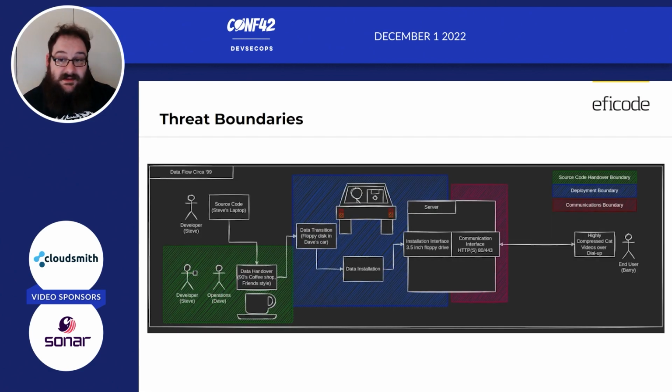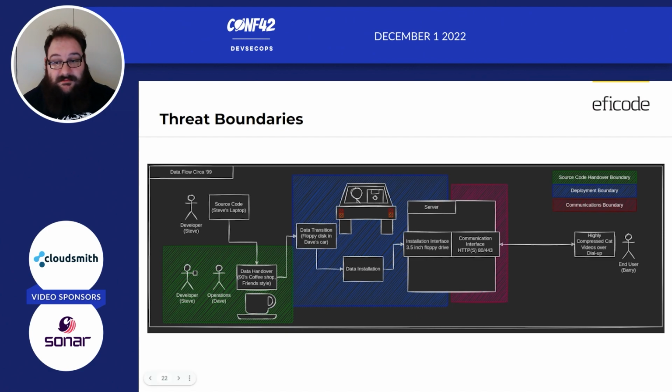So when you do the threat boundaries, you end up with something like this. There is a threat boundary as the data is handed over in our 90s coffee shop. There is another data transition as it switches over to the installation interface, and a third transition boundary, this threat boundary, when the end user is connecting to the interface. So this is the context of threat modeling. This is what we care about. These are the places where data shifts and the controller, the owner of data, changes.